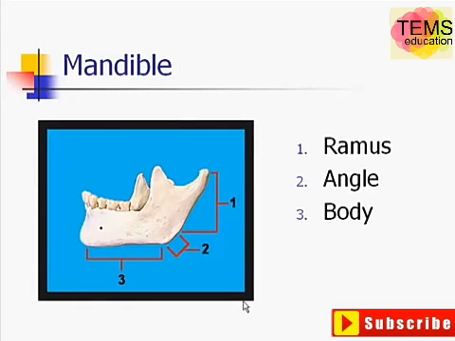Okay, let's talk about the mandible. The mandible, or the lower jaw, is a single bone that is the only freely movable bone of the skull. It is the largest and strongest facial bone. The mandible has a movable articulation with the temporal bones at each temporomandibular joint. So the ramus is the horizontal portion, angle is the junction of the body and the ramus, and the body is the horizontal portion.